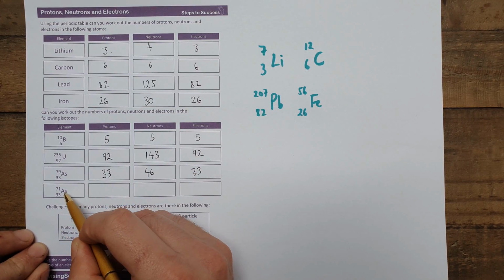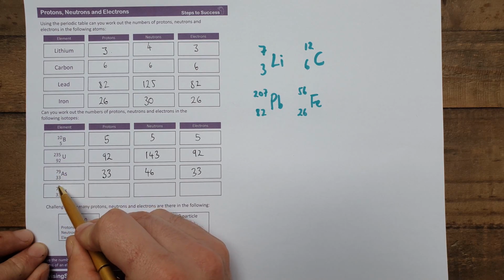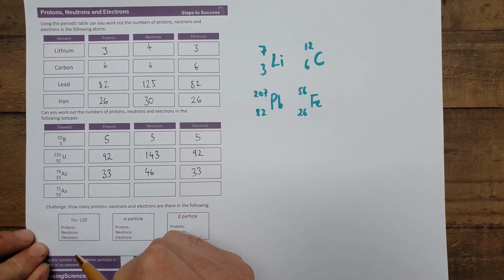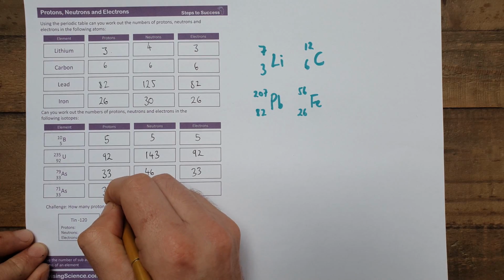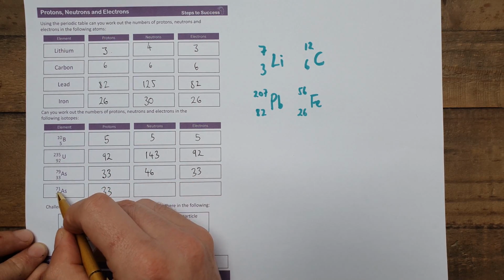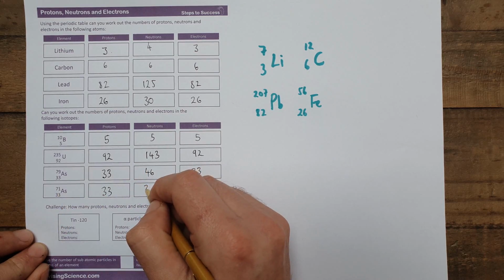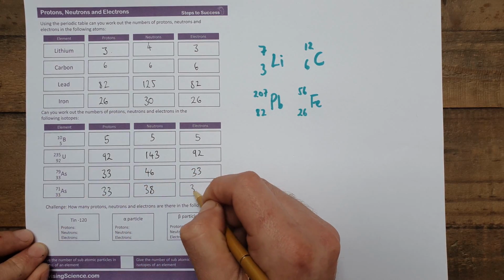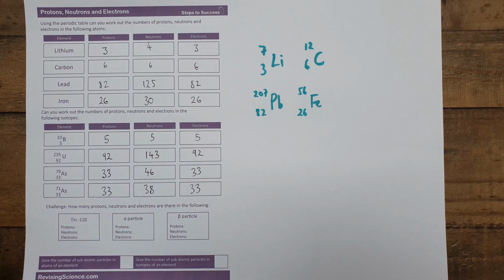This is another version of an isotope of arsenic. You can see the different numbers for the mass number represent the different numbers of neutrons. So it will still have the same number of protons because it's the same element, but this time it will have 71 minus 33, which would be 38, and the number of electrons again the same as the number of protons.